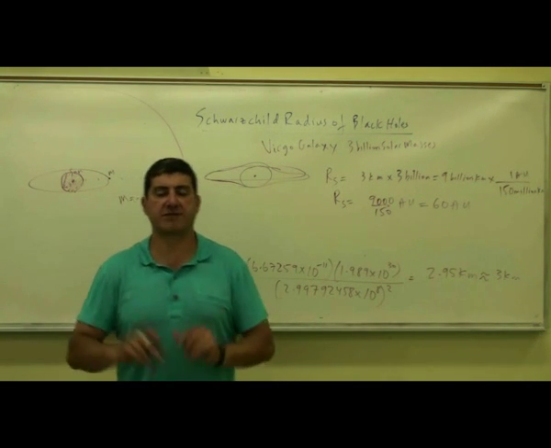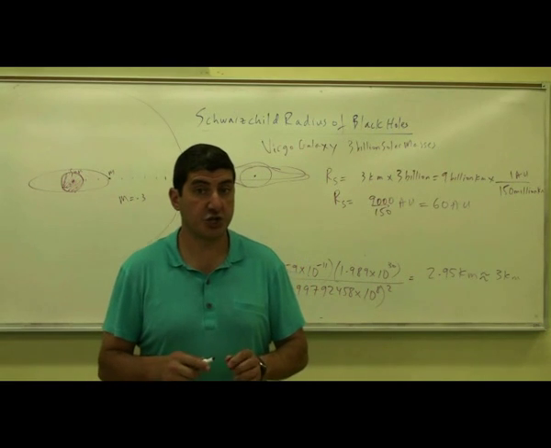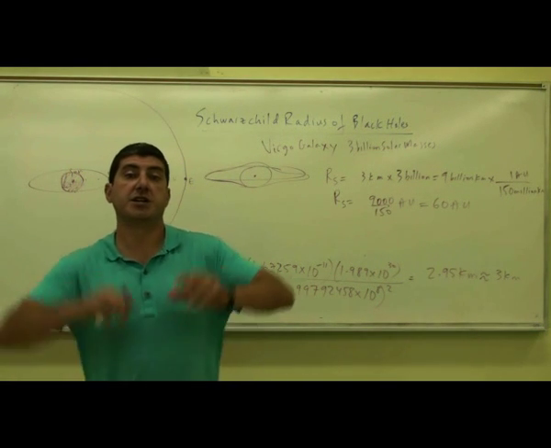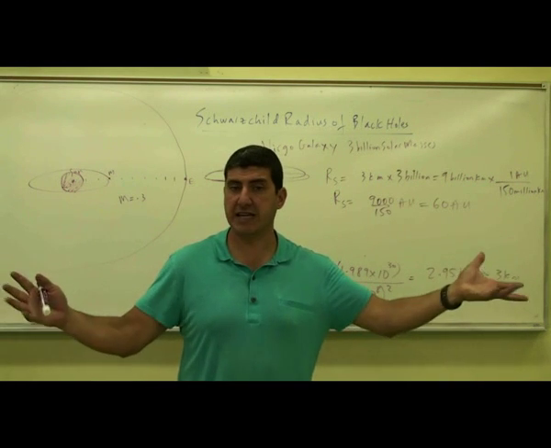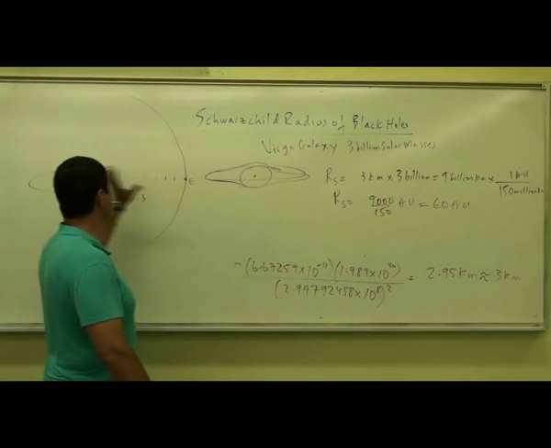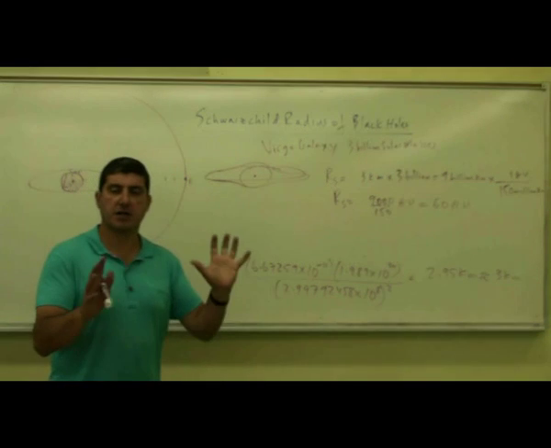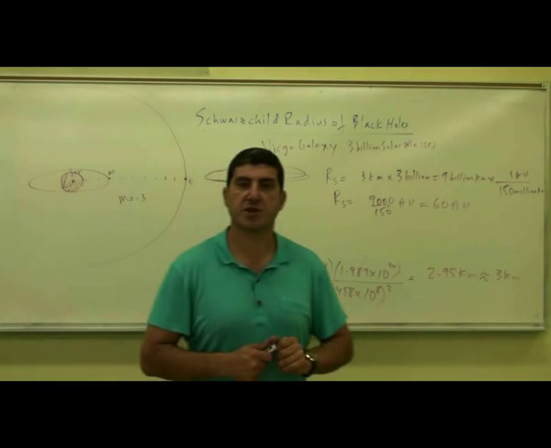So now you can kind of see from this the relationship between the size of the event horizon, the mass of the black hole, and how big it can be, and then in relation to our solar system, what its relationship is. Thank you very much.